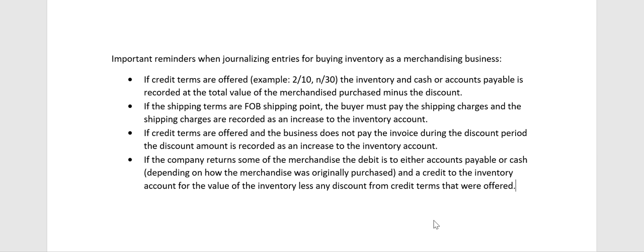We want to include that in the inventory account value because we want our inventory account to truly capture how much it's costing us as the business to acquire our inventory, so then we know how to price it for our customers.